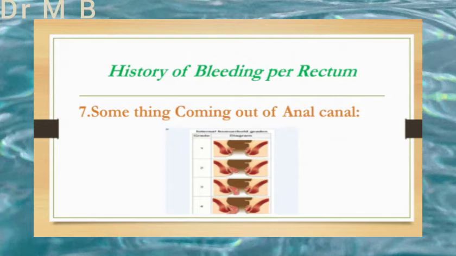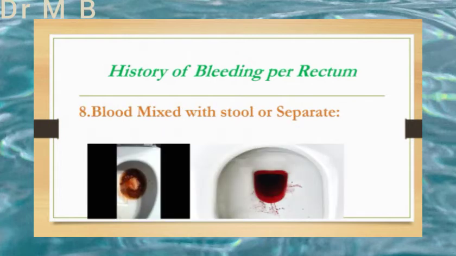You will ask about whether something is coming out of the anal canal. If yes and it is associated with bleeding, then most probably it is grade 2, 3 or 4 hemorrhoids. Next question.